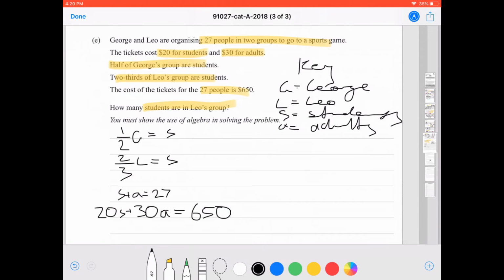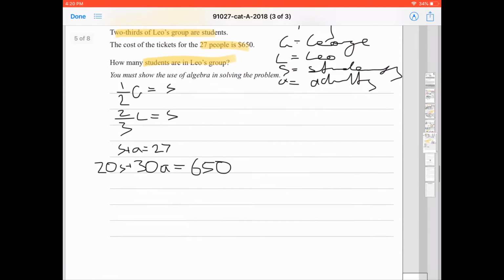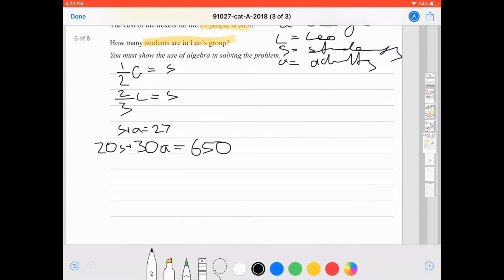And now, hopefully you're familiar with simultaneous equations. There's almost always a simultaneous equation question in the MCAT. So we can solve this pair of simultaneous equations. We could do elimination, multiplying the S plus A equals 27 equation by either 20 or 30, or even dividing down the 20S plus 30A equation. Let's use the substitution method though.